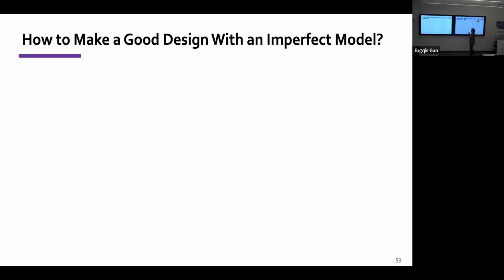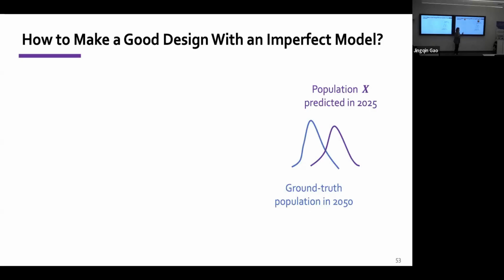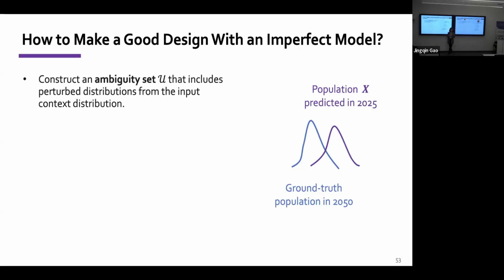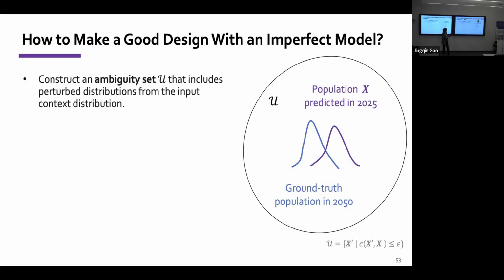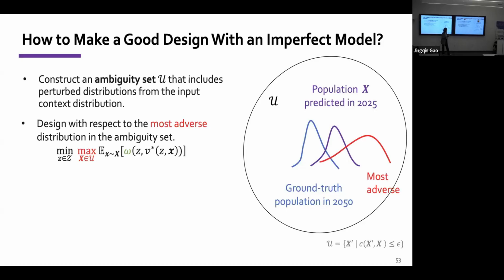To answer this question, we are using a tool called distributionally robust optimization. Here's a quick intuitive illustration. Suppose that there is some ground truth population in the future, but my current prediction is off. When I try to make decisions, I construct an ambiguity set that includes all different possible perturbed distributions from the input. And then I try to design against the worst possible uncertainties within this ambiguity set.